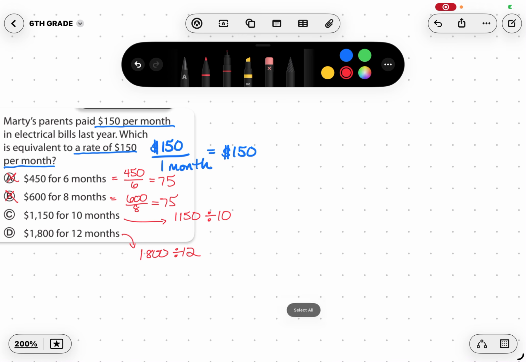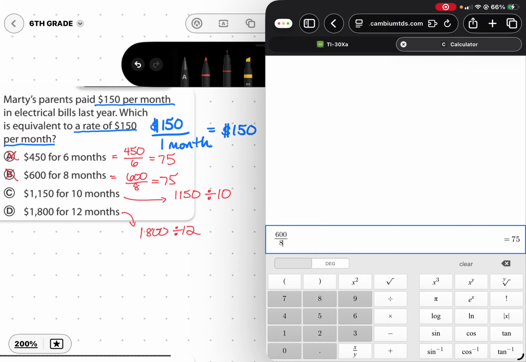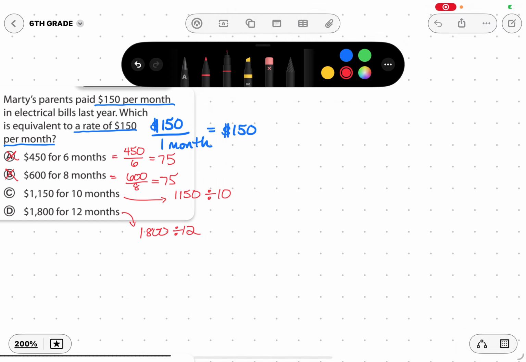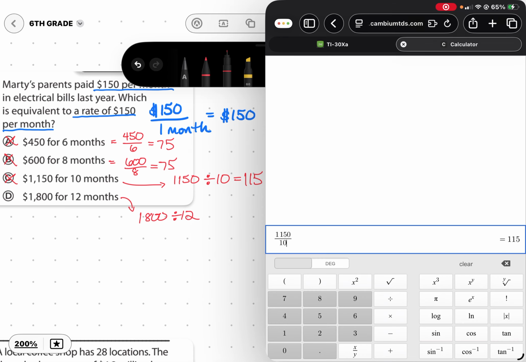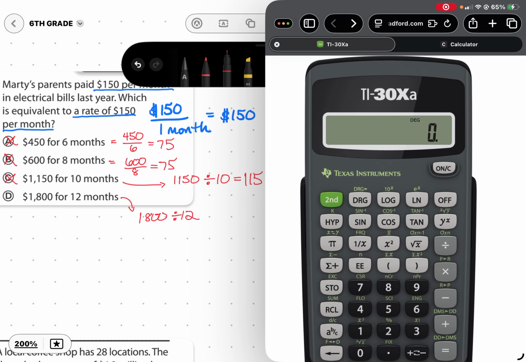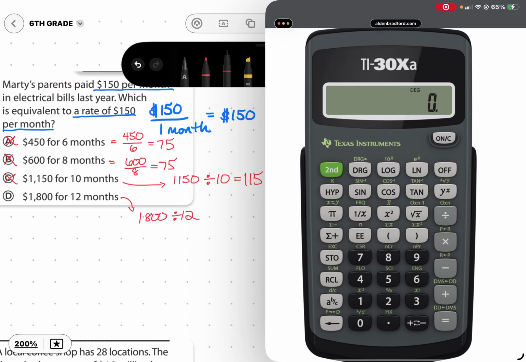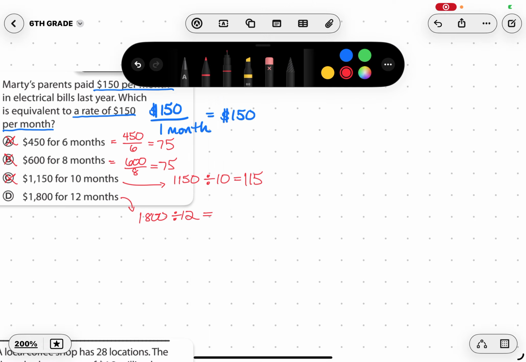All right, let's take a look at C. C says 1,150 divided by 10. That's actually equal to 115. So that's not going to give it to us. So it looks like D is going to be our answer. But let's go ahead and double check. And I'll use the handheld calculator for this last one. 1,800 divided by 12 equals 150. So here's our answer right here.